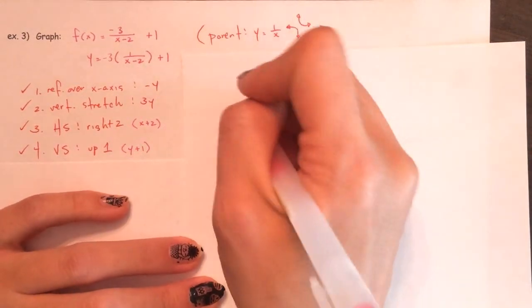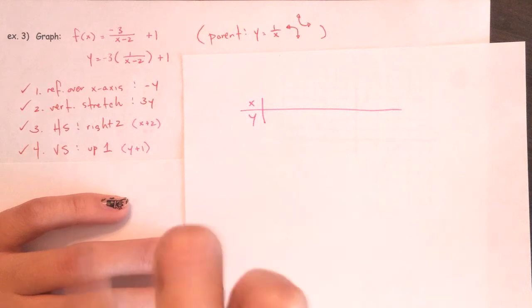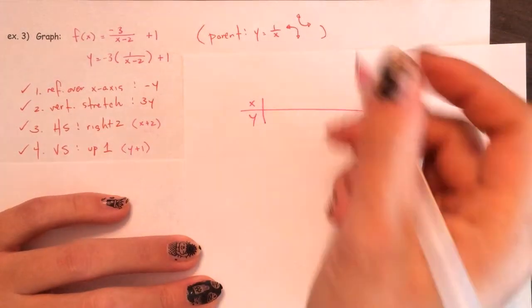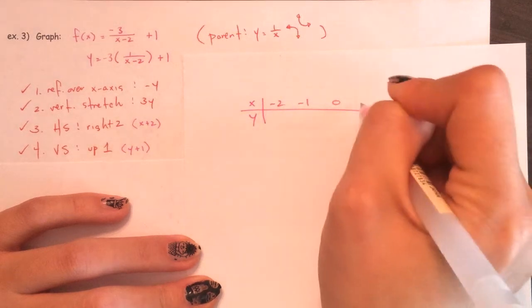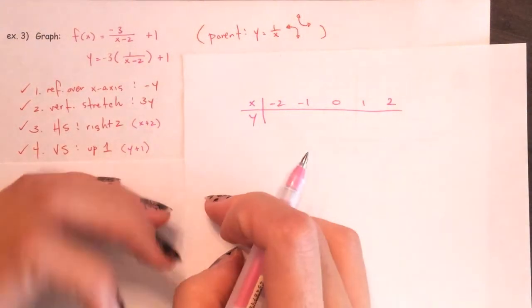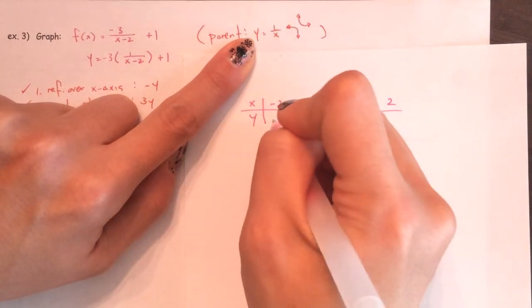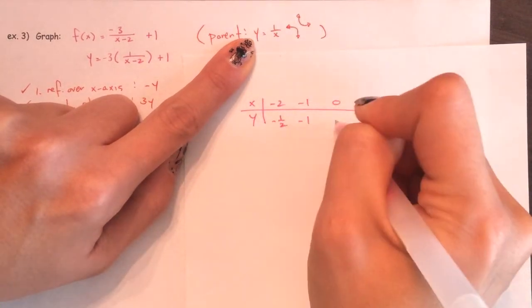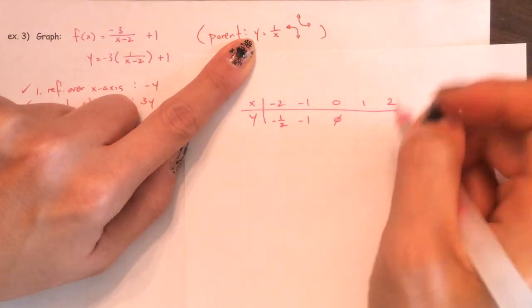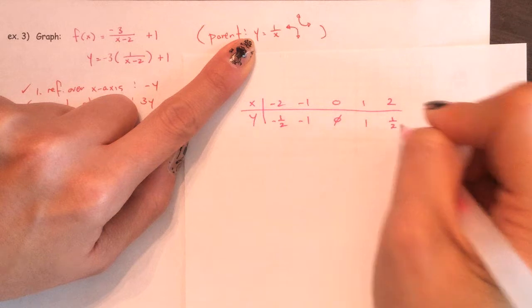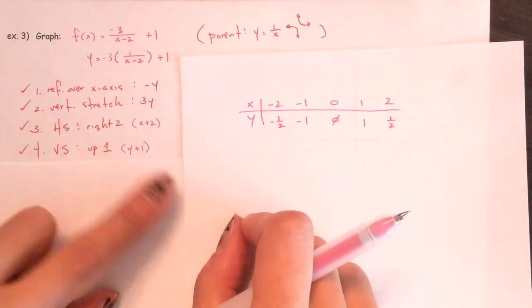But what I'm going to do first is I'm going to do an XY, and I'm going to do it right underneath here, okay, an XY, and then I'm going to do my normal -2 all the way to +2, and then I plug it into my parent function. My parent function, I plug it in, I get -0.5, -1, nothing, right, because you can't have a 0 on the bottom. I have a 1, and then I have a +1/2. Okay, and then this is where the check marks come from.